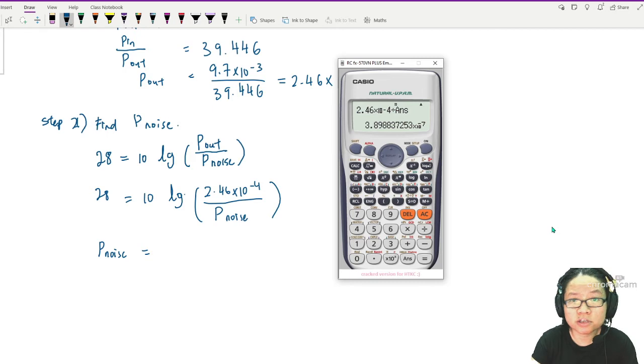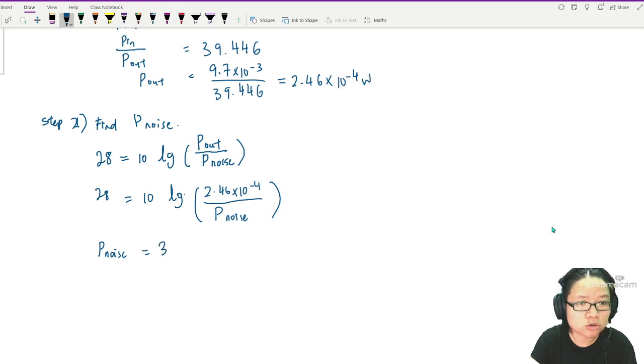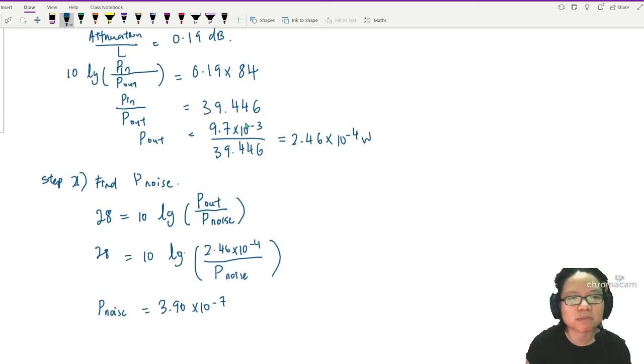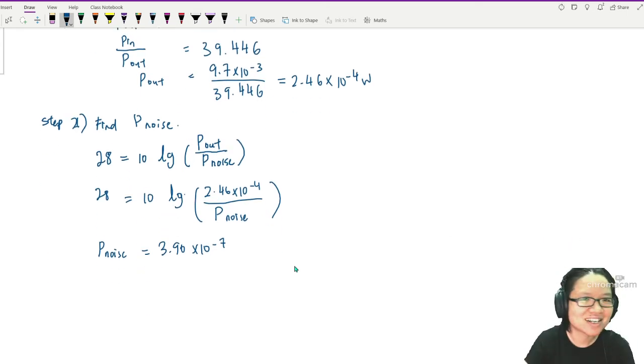So I have the noise power 3.89, I guess 3.90 times 10 to the power negative 7. So 3.90 times 10 to the power negative 7. Generally, you leave it to 3 SF, which is good enough. This is just me being extra. Don't worry about it.